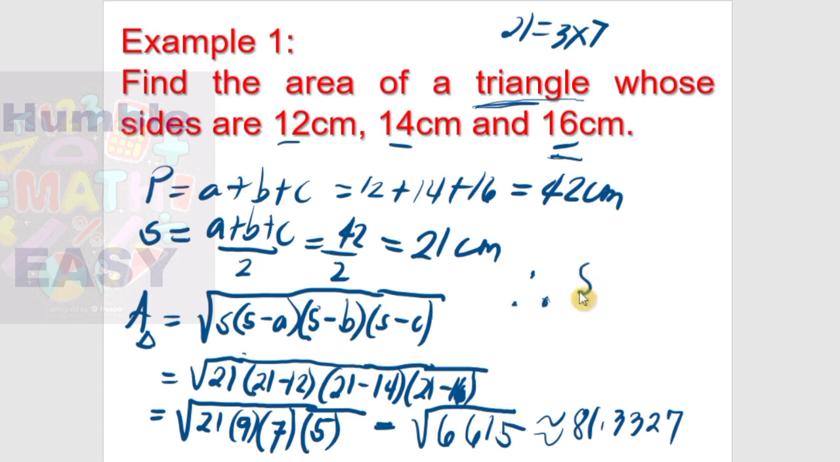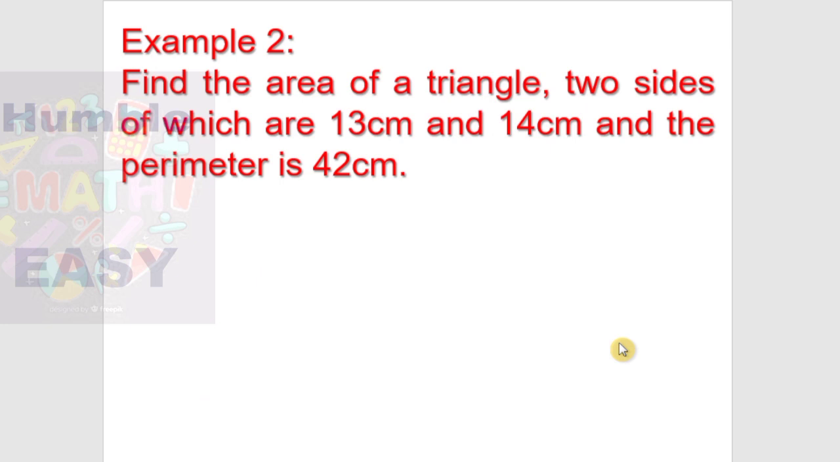So we now have 81.33 square centimeters, because this is the area. So the area of a certain triangle, given the sides 12 centimeters, 14 centimeters, and 16 centimeters, is 81.33 square centimeters. Okay? Now, let's proceed to example number 2.